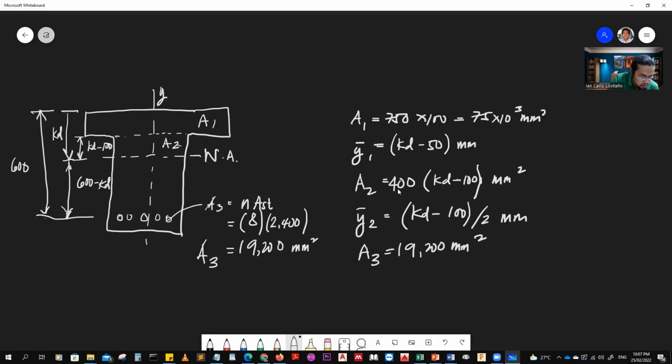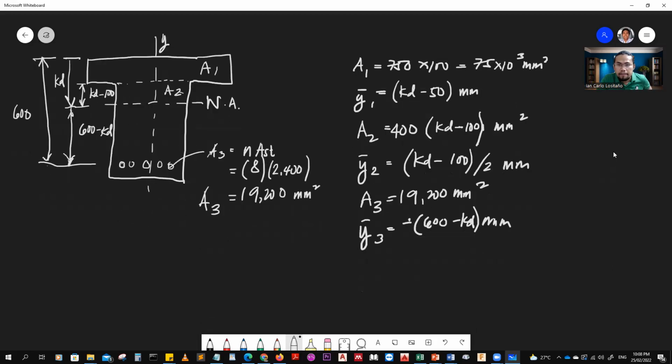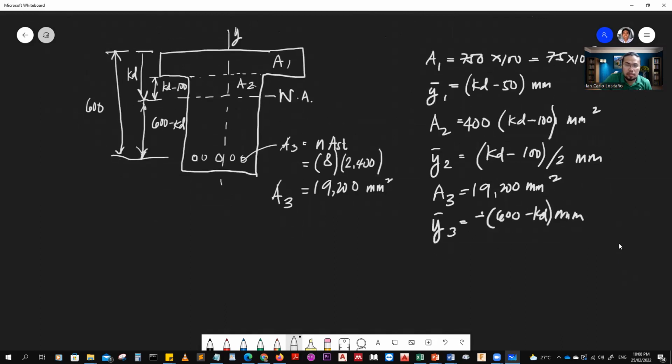And you have lastly your y3, which is negative 600 minus kd times okay. That completes the areas. So we try to solve for this one.